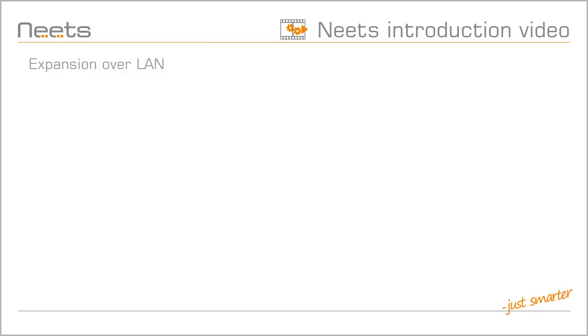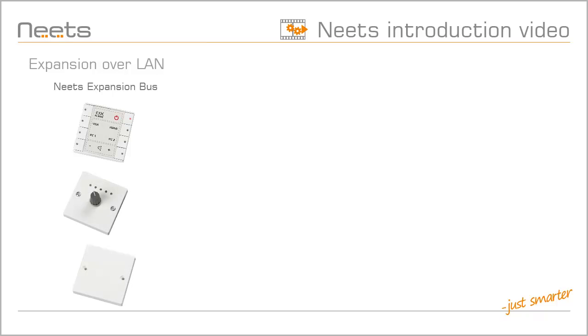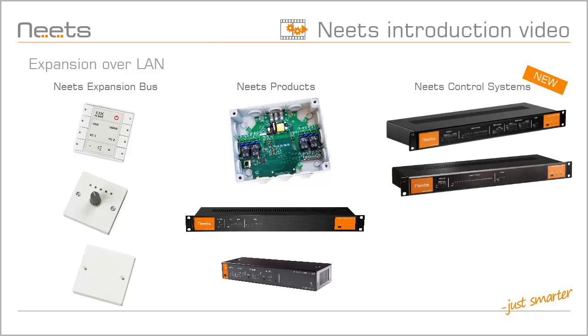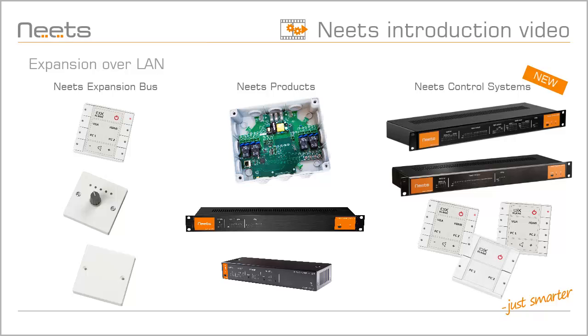With Neets, you have the possibility to expand your control system. With Neets Expansion Bus, you can add keypads, level controls, and extra ports with the expansion module. You can get more RS-232 ports and I/Os with Neets switching relays and amplifiers. And with Project Designer 1.8, you can now expand your control system with other Neets control systems via your local area network. Let me show you how easy it is to set up.